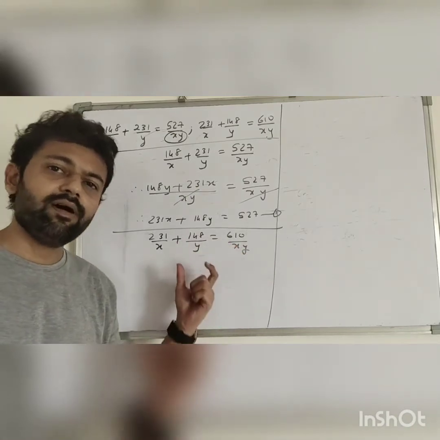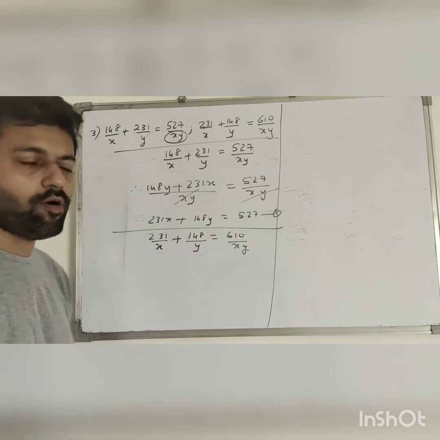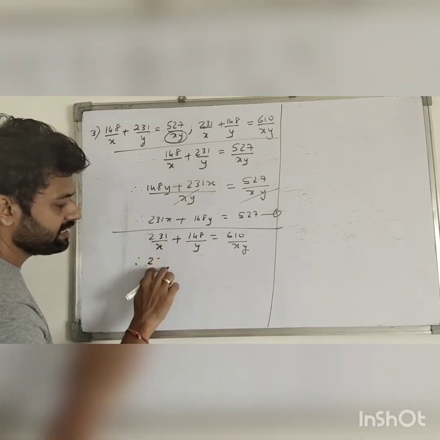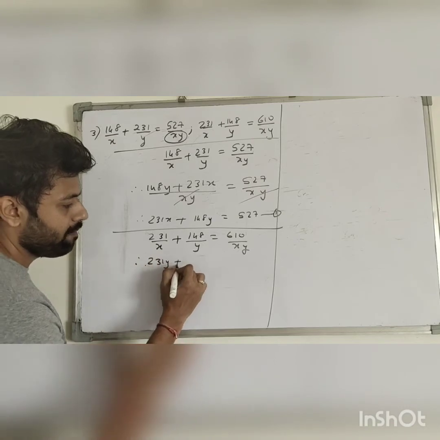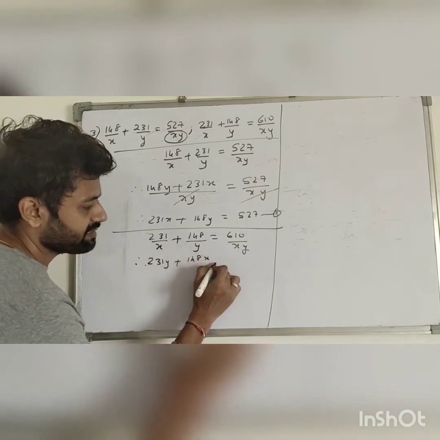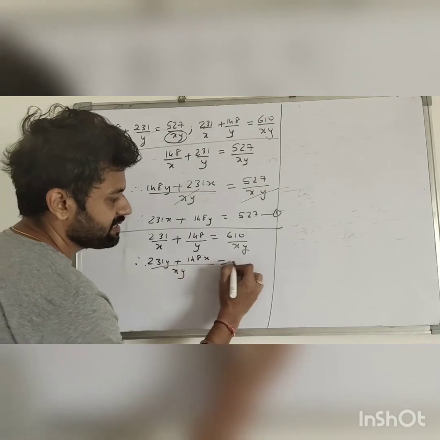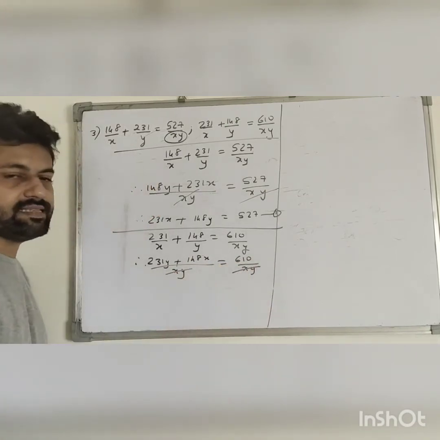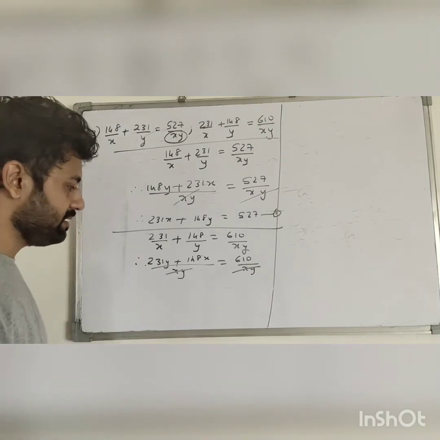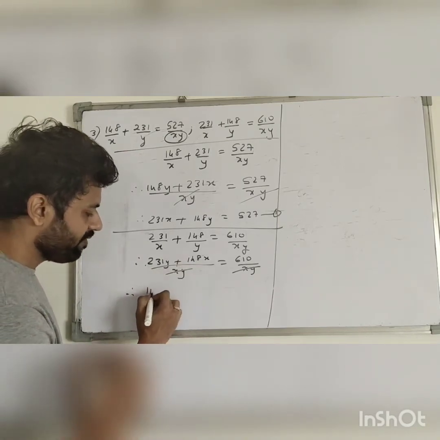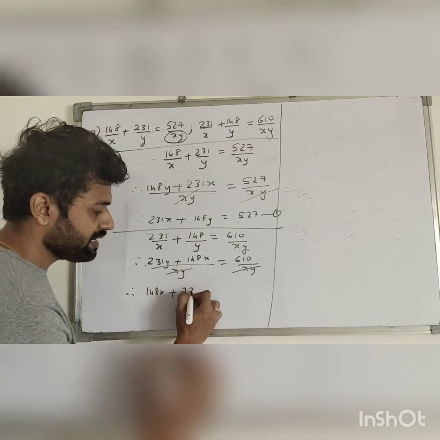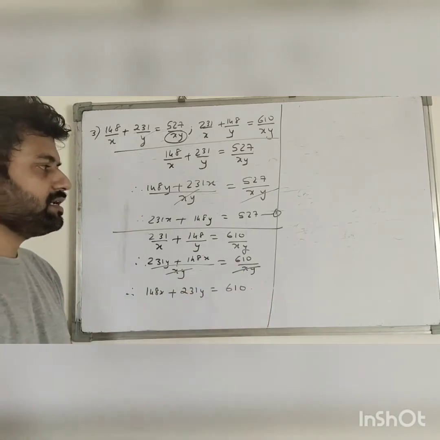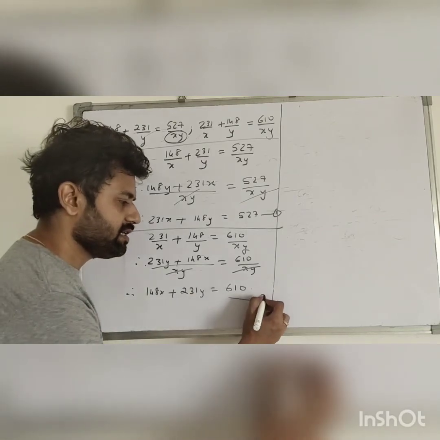Before I give a number, I would like to bring it into the form. For that, I'll do cross multiplication, that is 231y plus 148x the whole upon xy is equal to 610 upon xy. xy gets cancelled. We get 148x plus 231y is equal to 610. This is equation number 2.